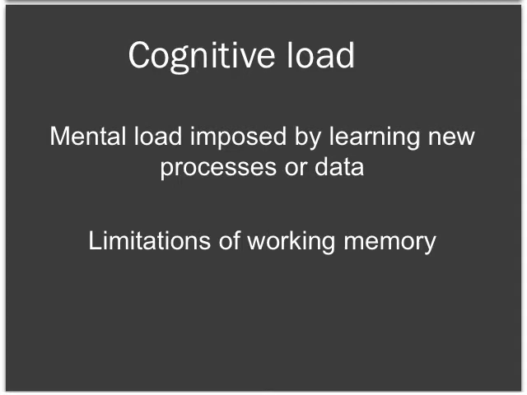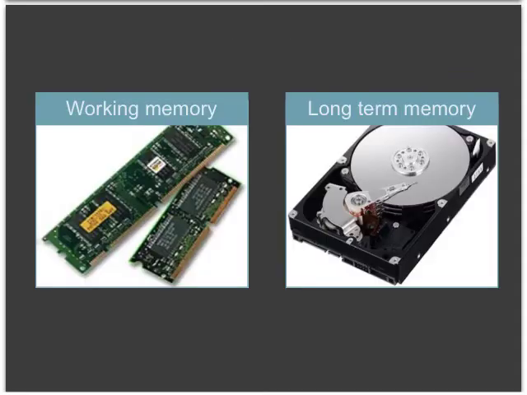So coming back to this term cognitive load. The cognitive load is the mental load which is imposed upon our brains by us trying to learn new processes or learn new data. And the reason there is such a thing as cognitive load is because of the limitations of our working memory. We have two types of memory. You may be more familiar with the older terms, which were short-term memory and long-term memory, but they're now called working memory and long-term memory.